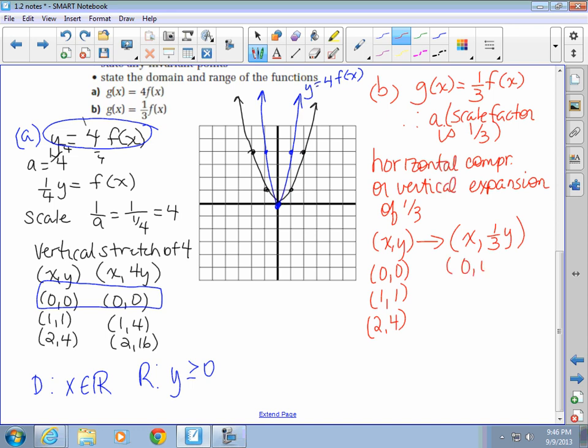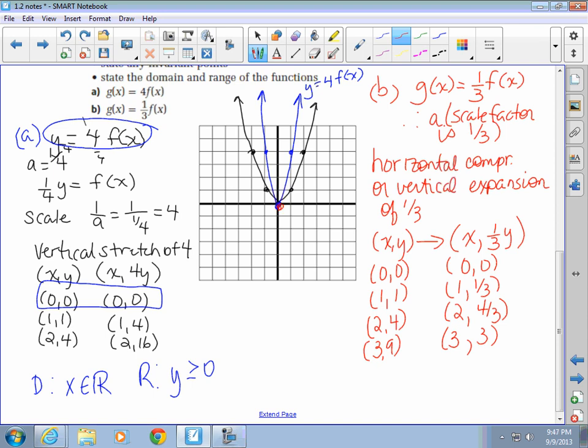So if I do that over here, I have 0, 0, I have 1 and 1/3, I have 2 and 4/3. 3 and 9 I can put on here because when I do it here, it becomes 3 and 3. When I divide 9 by 3 or multiply 9 by 1/3, I have a value of 3. So I can plot that one on there.